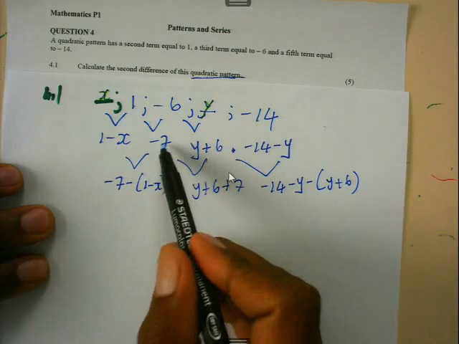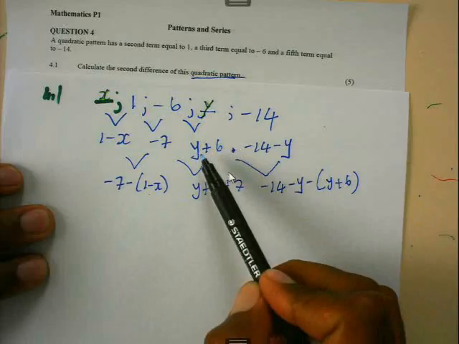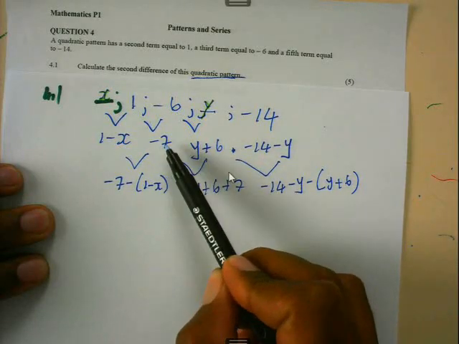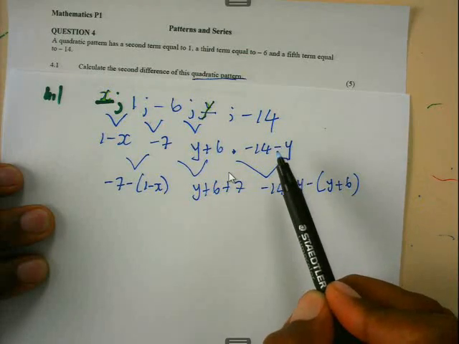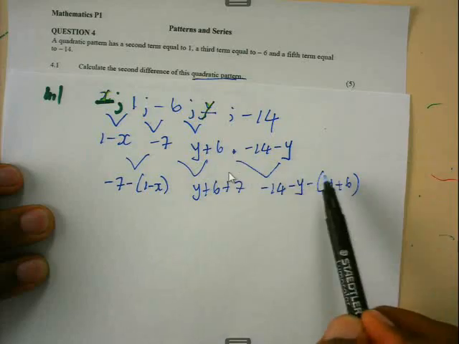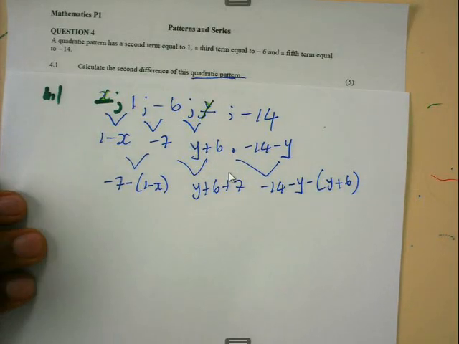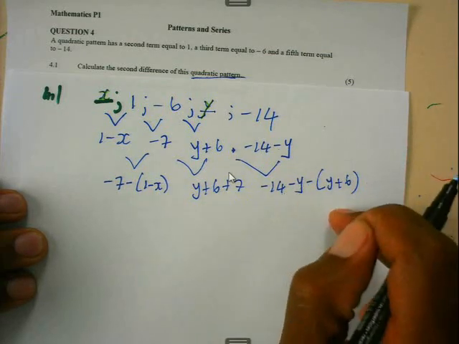Let us see if we have it right. Of course, that is a minus 7 minus 1 minus x. Good, inside the brackets. And we also have y plus 6 minus 7. Negative times negative will be positive. And now we move now to the next. Minus 14 minus 7, of course, is y plus 6. Of course, 100% correct. Right. Boys and girls, now we are at the second difference now. I'm happy now about this one.